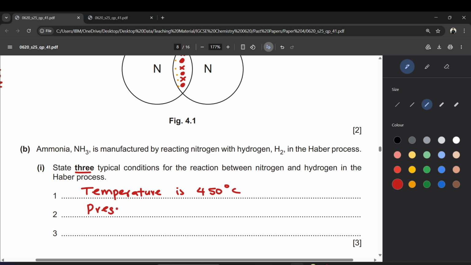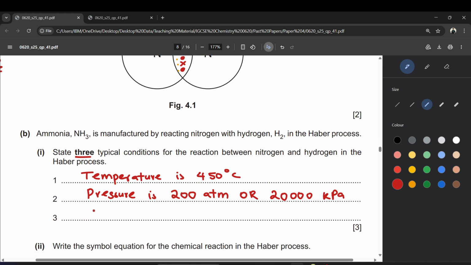The next one is pressure. Now, pressure you can write in two ways. If you want to write in atmospheric pressure, that would be 200 atm, but if you want to write in kilopascals, then you can say 20,000 kilopascals, since 1 atm is equal to 100 kilopascals. Other than that, you can simply write 200 atm. Then the last one is that iron is used as a catalyst.